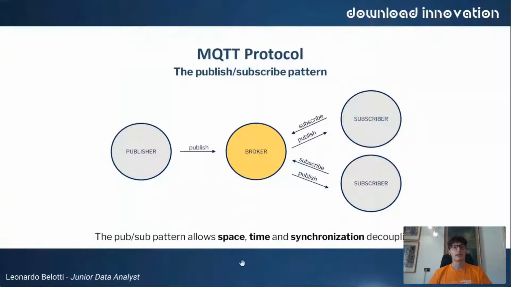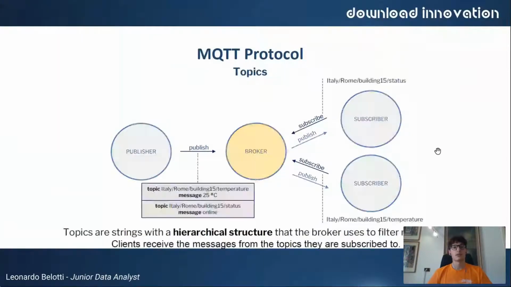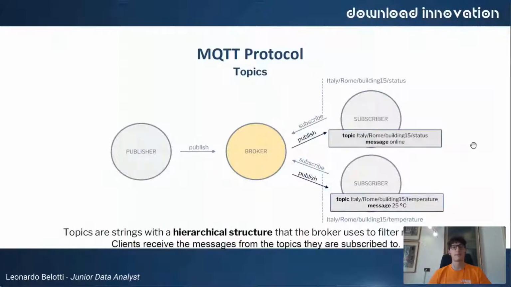So, how can the broker filter the messages that are sent by the publisher? There's a simple rule based on topics that the broker uses to split and deliver messages to the right subscriber. Topics are just strings with a hierarchical structure, as for example we can see: Italy, Rome, building 15, status, that are used by the broker to split the messages. So let's imagine that a subscriber subscribes to this topic, Italy, Rome, building 15, status, while the other one instead is interested in the temperatures. Clients receive the message from the topics they are subscribed to. So in the next step, the broker will publish the message following this simple rule.